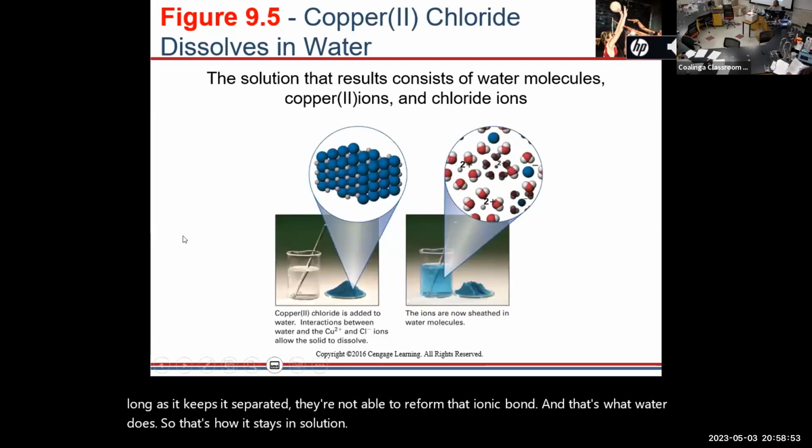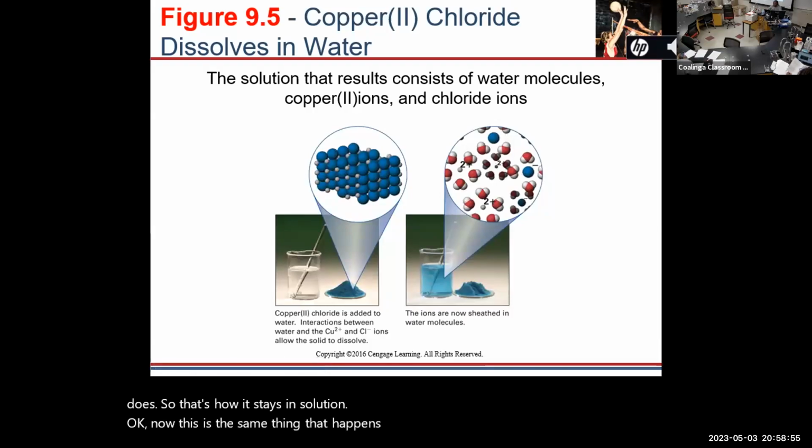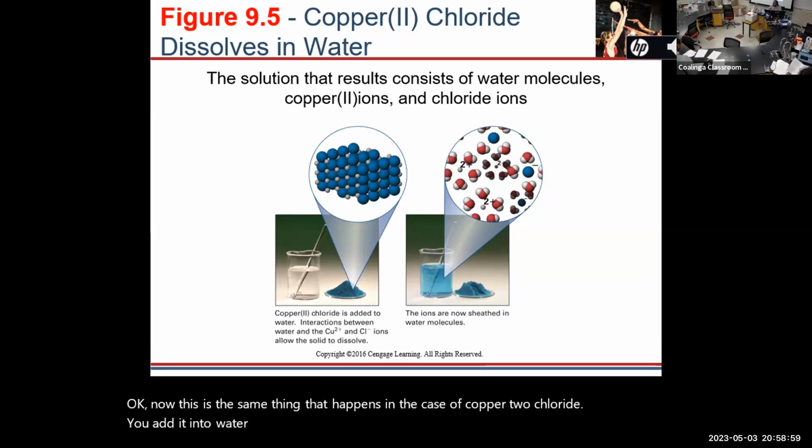Okay, now this is the same thing that happens in the case of copper 2 chloride. You add it into water, it dissociates. Water surrounds it, keeps the 2 ions separated. So the copper 2 ion is separated from the chloride ion.